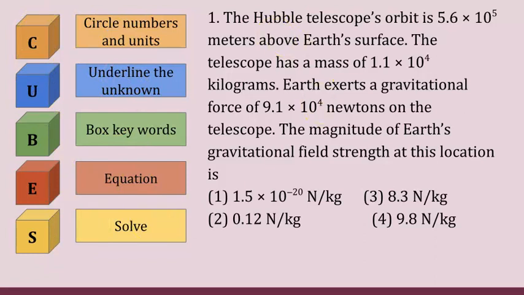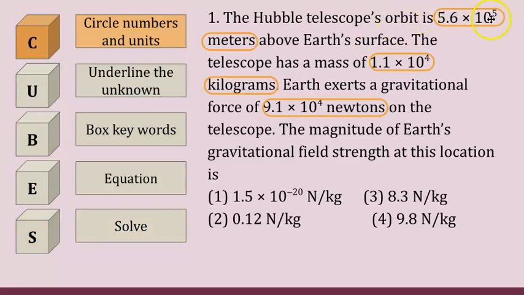The Hubble telescope's orbit is 5.6 times 10 to the 5th meters above Earth's surface. The telescope has a mass of 1.1 times 10 to the 4th kilograms. Earth exerts a gravitational force of 9.1 times 10 to the 4th newtons on the telescope. The magnitude of Earth's gravitational field strength at this location is, and I have to choose one of these answer choices. So the first part of CUBES is going to be circling my numbers and units.